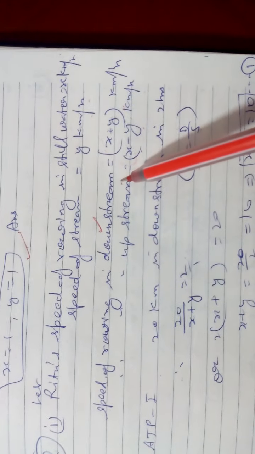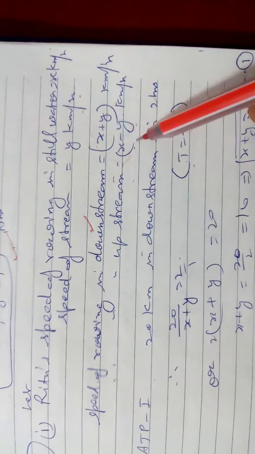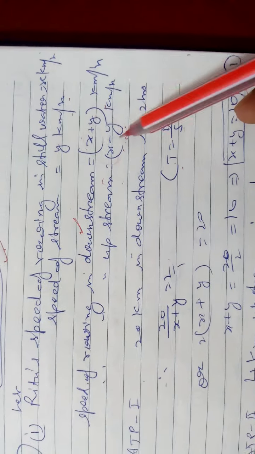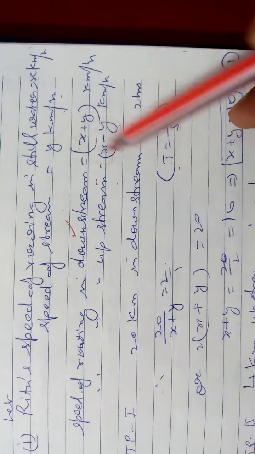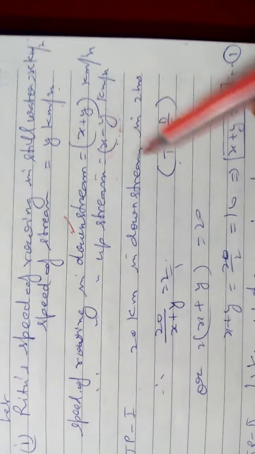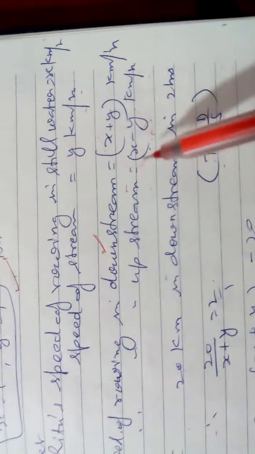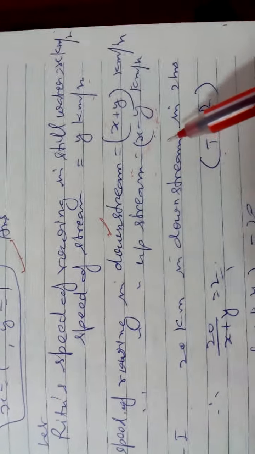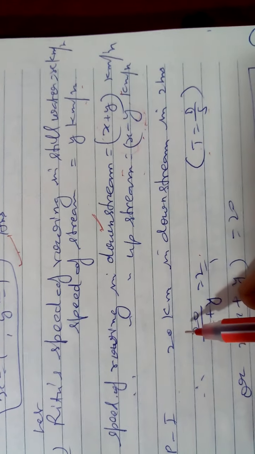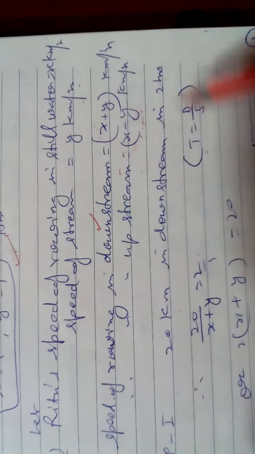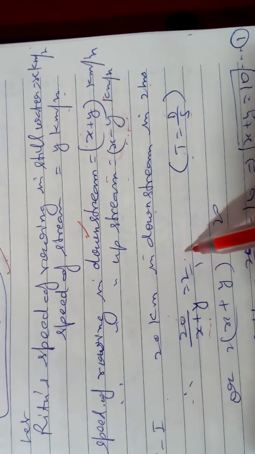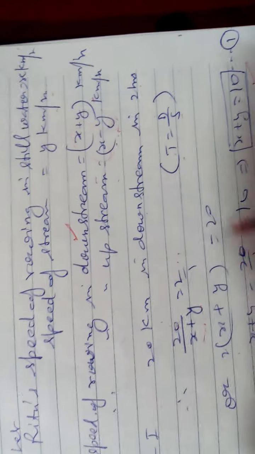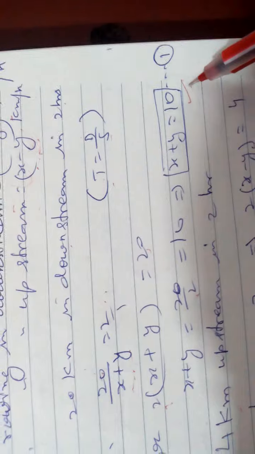So for rowing downstream, down means both will be added, up means the speed of the current is subtracted. The second place is always the speed of the current, the first place is the speed of the person, boat or steamer. Down is plus, up is minus. Up means the opposite direction of the flow, down means the same direction of the flow. The first statement says 20 km in 2 hours, meaning distance upon speed: 20 upon x plus y equals 2. Cross multiply, 20 divided by 2, you are getting x plus y equals 10, the first equation.